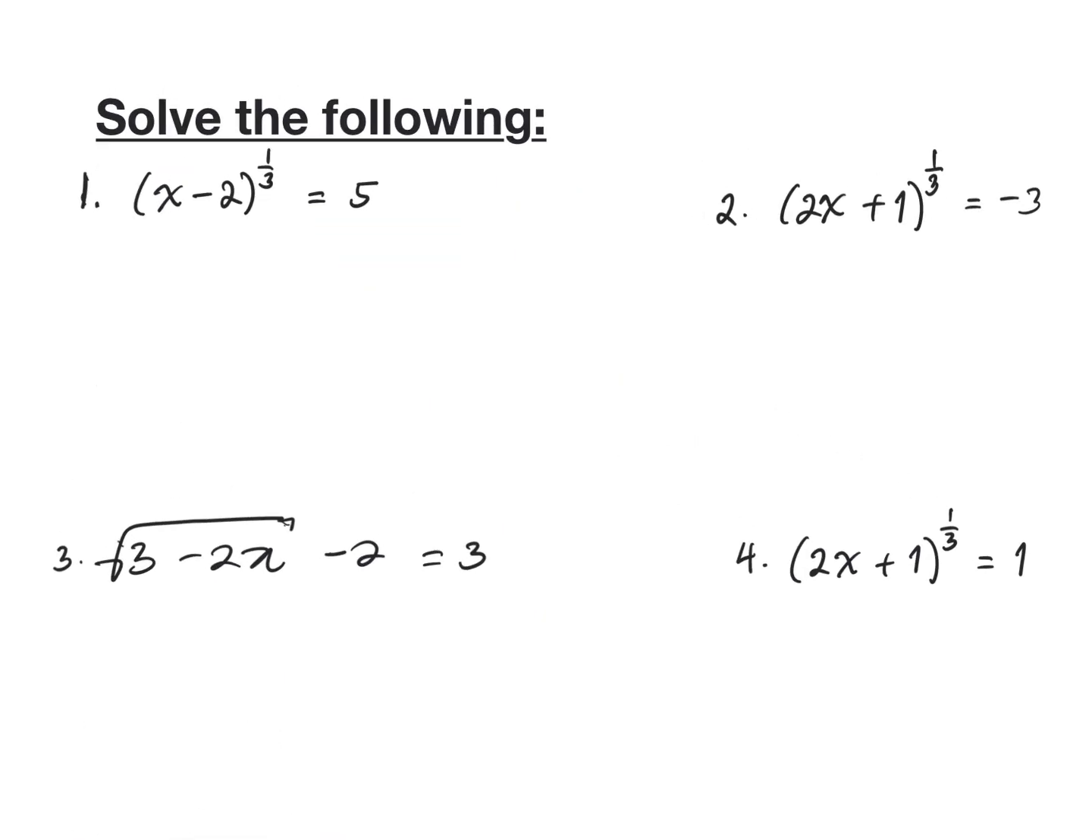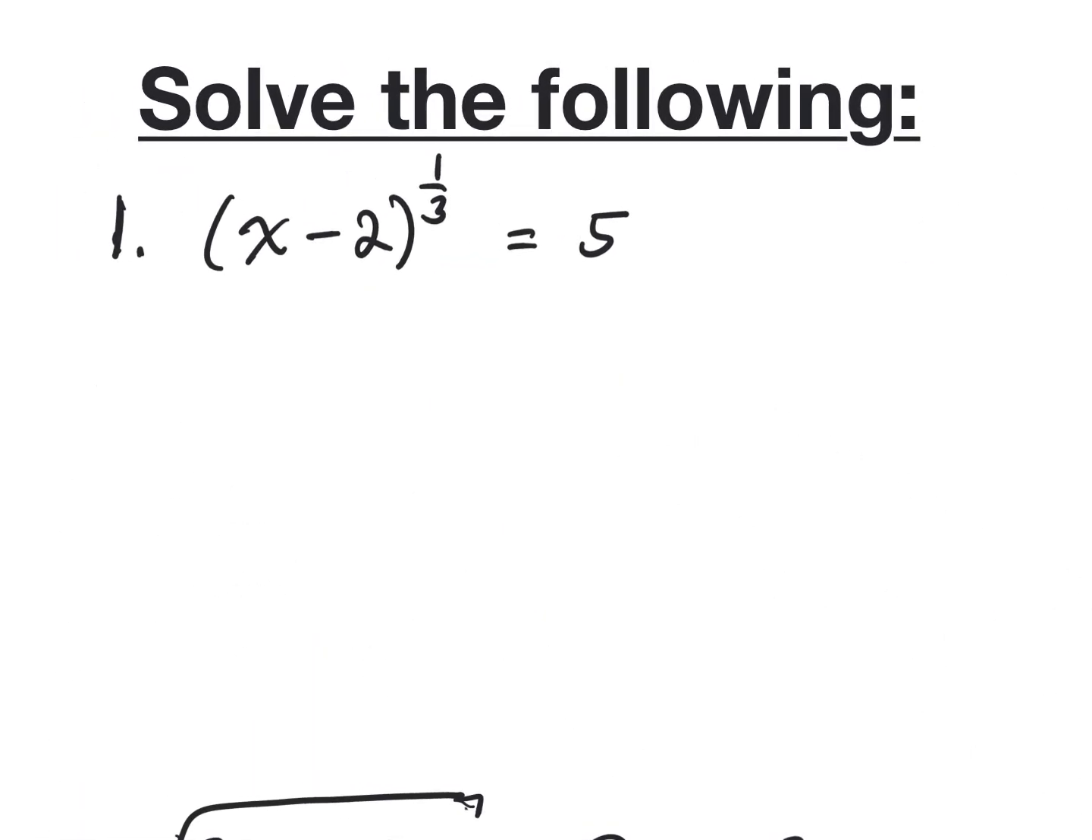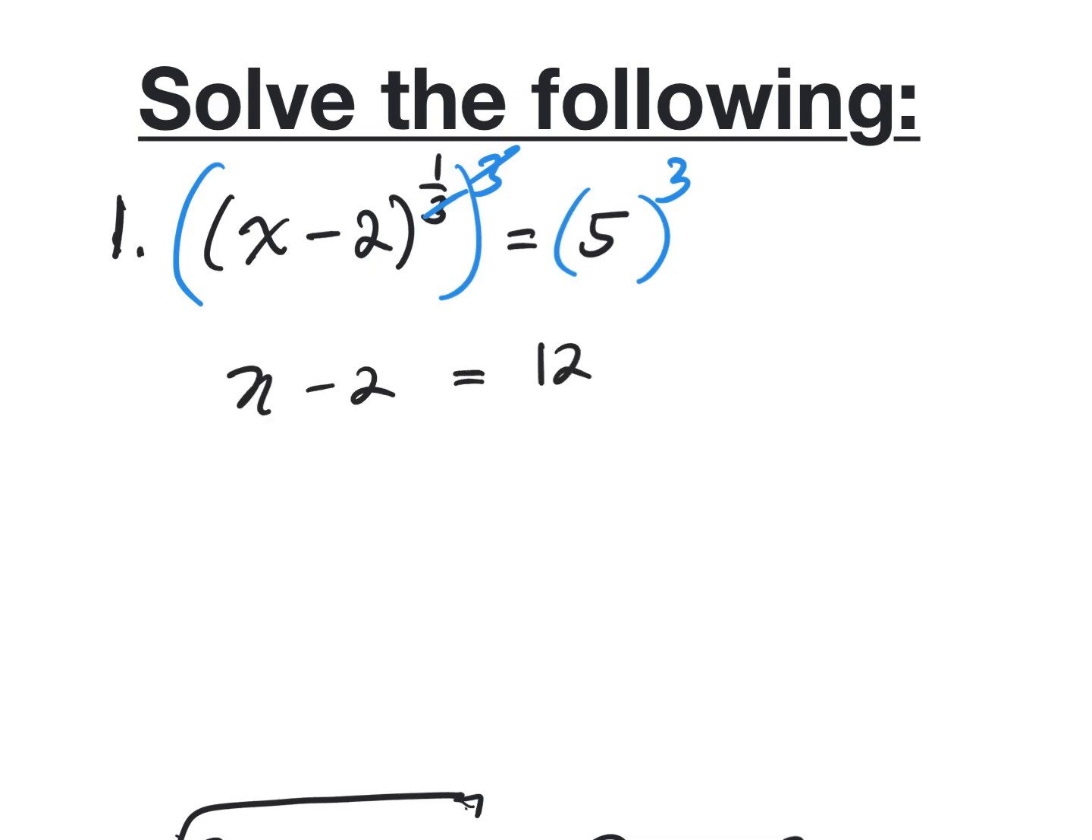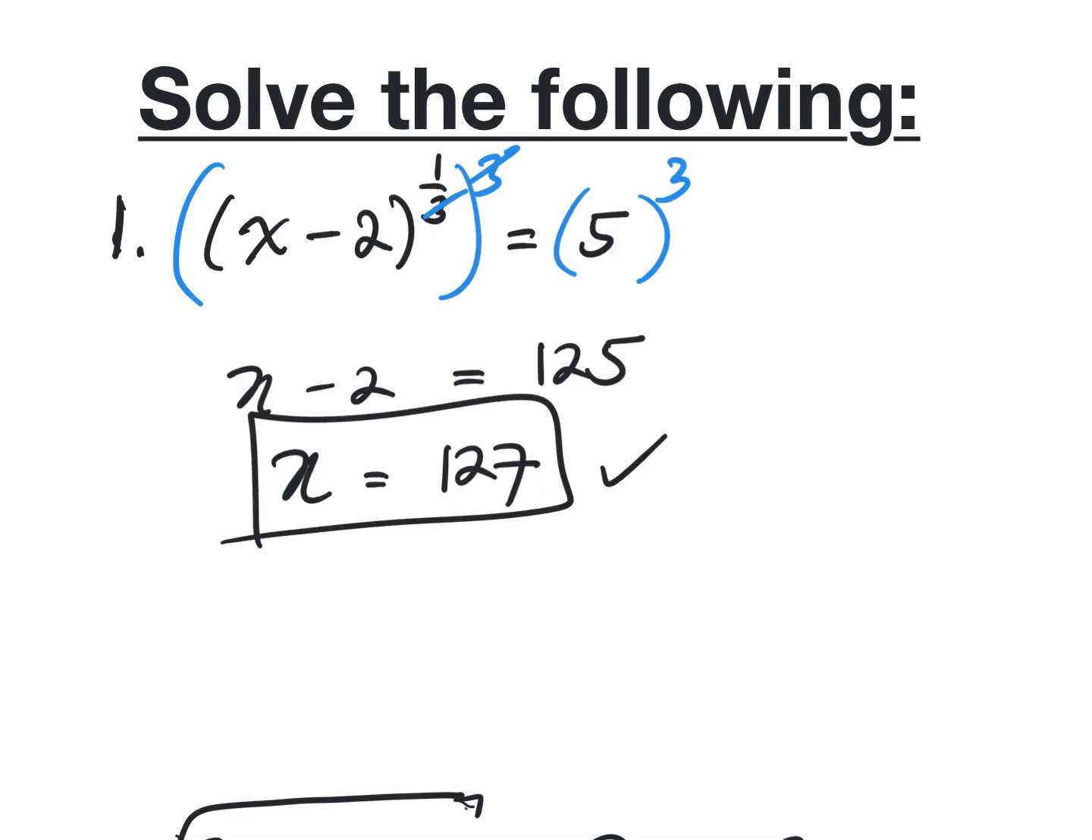Solve the following. So let's go for number 1. The first thing I'm going to do in here is to raise both sides by 3. Okay, this is to cancel the 1/3. And that's going to just give me x minus 2 on this side is equal to 125. Okay, so x is equal to 125 plus 2, sorry, minus going to be plus, is going to give you 127. This is your final answer in there.